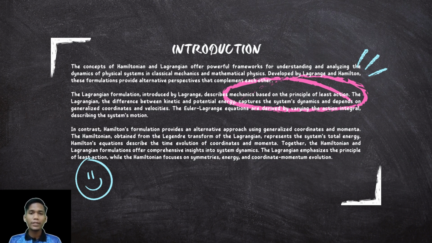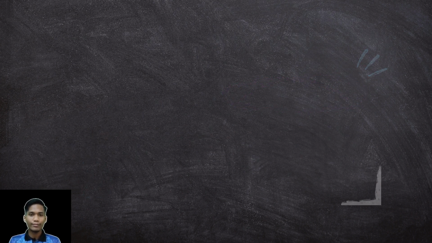The Hamiltonian, obtained from the Legendre transform of the Lagrangian, represents the system's total energy. Hamilton's equations describe the time evolution of coordinates and momenta. Together, the Hamiltonian and Lagrangian formulations offer comprehensive insight into system dynamics. The Lagrangian emphasizes the principle of least action, while the Hamiltonian focuses on symmetries, energy, and coordinate-momentum evolution.